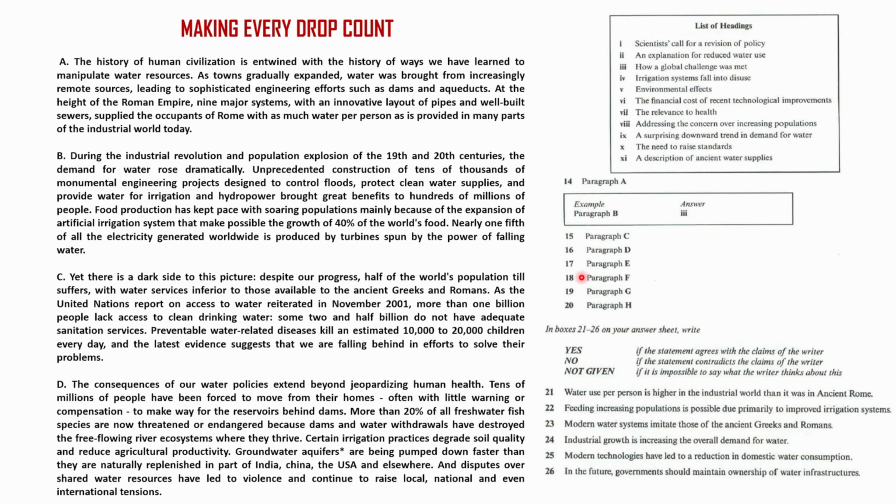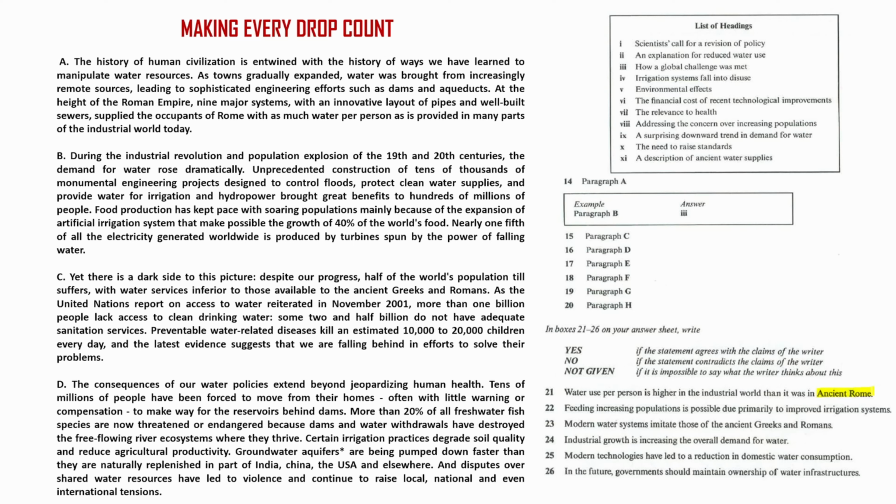So let's move further. When you see a match the headings question, you need to do it first. And the next thing you need to do is look at the other questions except match the headings. In this case, there is a yes, no, not given question, and you just need to go to the questions and look at some of the main keywords.